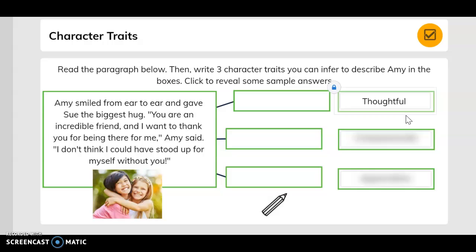So here are some character traits that we can use to describe Amy: thoughtful, compassionate, and appreciative. See if you can write 3 more about Amy.